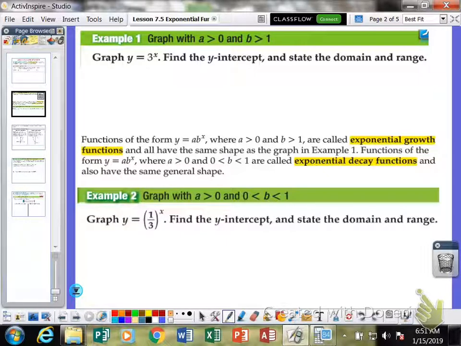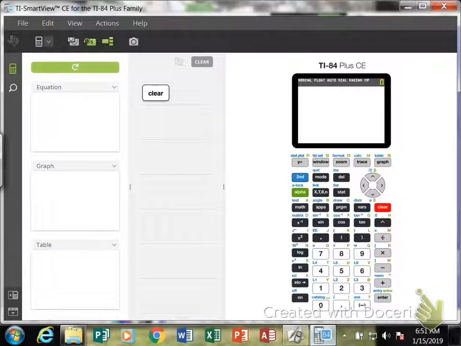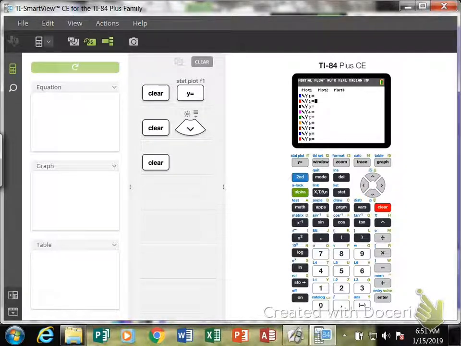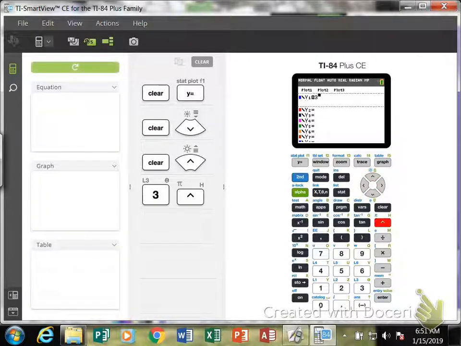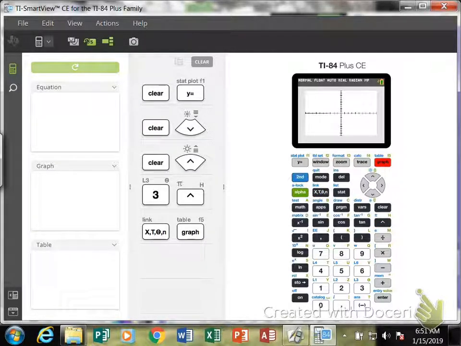It says graph y equals 3 to the x and find the y-intercept, and then state the domain and range. Now with anything, we can graph using a table. So you could set up a table, substitute 1 in for x, 0 in for x, all that stuff. But the easiest way for us will be to just graph it on the graphing calculator. So go into your y equals, and then type in 3 to the power of x. Remember, x is right here by the green alpha button. Go ahead and hit graph, and then we come back, and that's what it looks like.